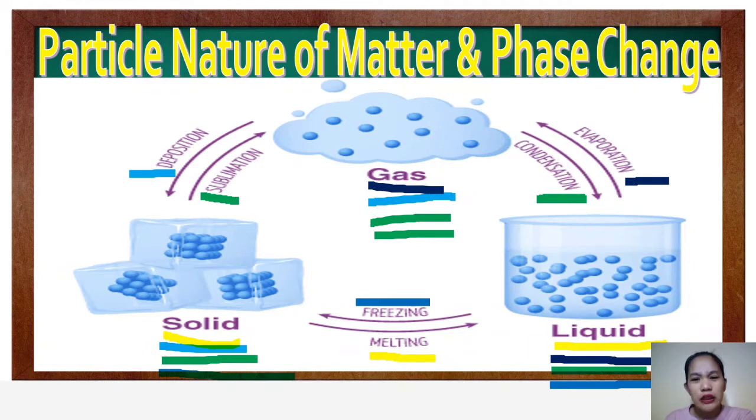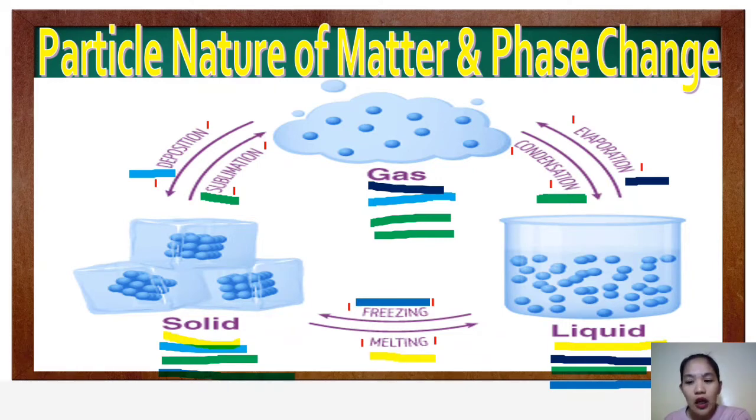So take note of the different processes. So again, solid to liquid, that is melting, and then liquid to gas, that is evaporation, and then gas to solid, that is deposition. Solid to gas, that is sublimation, and then gas to liquid is condensation, and liquid to solid, that is freezing. Okay, so those are the different processes of phase change. So we have melting, evaporation, deposition, sublimation, condensation, freezing.